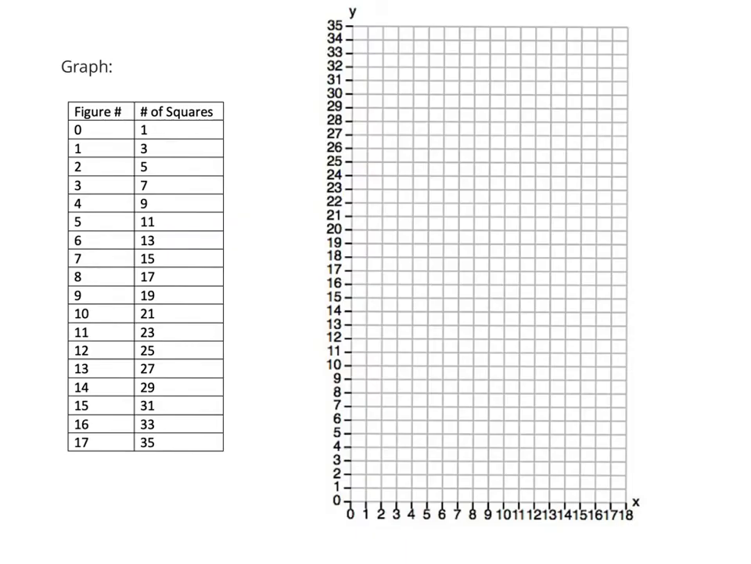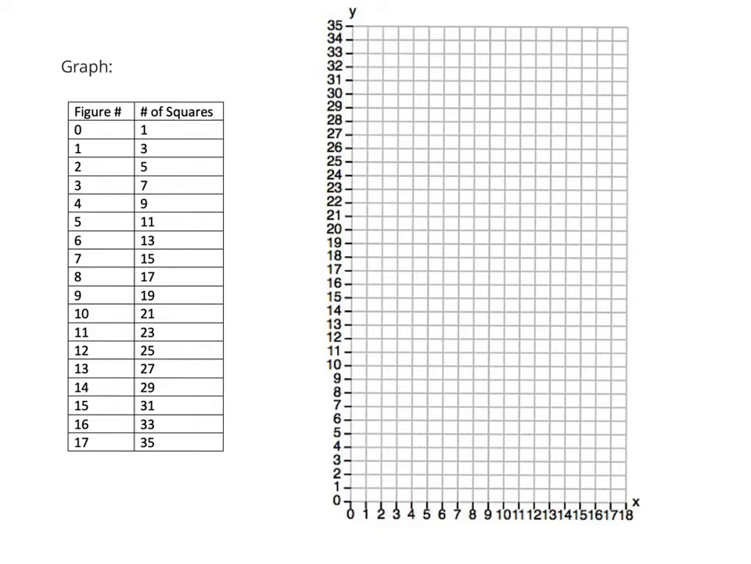All right, here we go. I have completed my table of values. I could have gone one more to 18, but 18 went off my graph for the y, so I stopped there at 17, figure number and number of squares 35. So I have filled out my table of values. It looks a little bit prettier now.